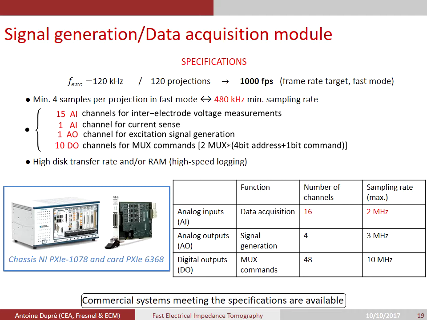Then I need one input channel to measure the current, one analog output channel to generate the excitation signal, and 10 digital output channels to send the commands to the multiplexers. There's two of them. And additionally, there's some constraint about the transfer rate in order to allow for high-speed logging of the data. And I found a commercial system that meets these specifications.